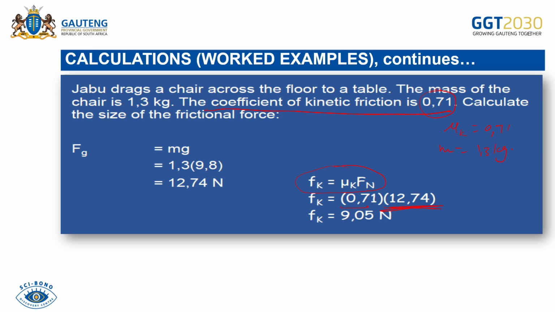Your normal force in this case is equal to what again? Mg. So start by calculating mg, and then your mg will be equal to the normal force. Okay. Right. Then your Fk equals mu k times N, and your coefficient is given as 0.71, and then your normal force, which is equal to Fg in this case, is 12.74. Then the answer here for Fk is what? Is 9.05 what? Newtons. All right.